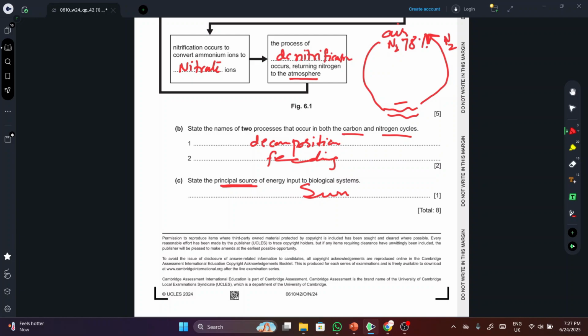So these are different concepts, and we have done the paper. I hope that you will understand the concepts which are given in this question paper.